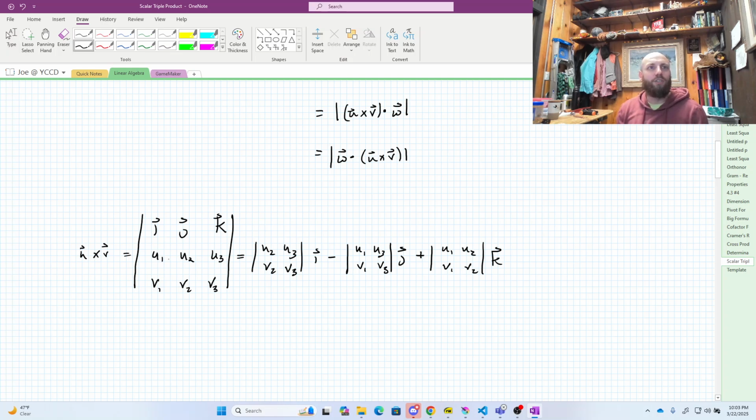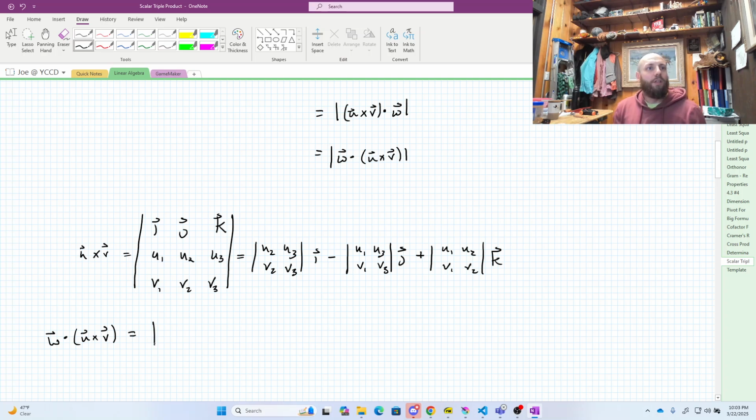We write everything into the second and third rows of a determinant. We put a symbolic i, j, k in there. We crank on this thing, and we get this vector. Now I'm going to take that and dot product it with a vector w. So when I dot product w with u crossed v, I need to multiply the components of w by the components of u cross v and then add up the results.